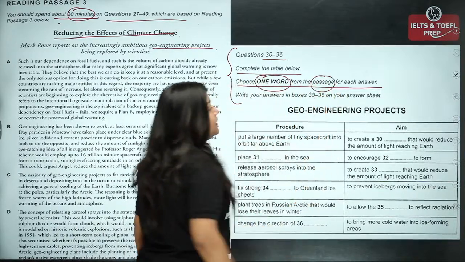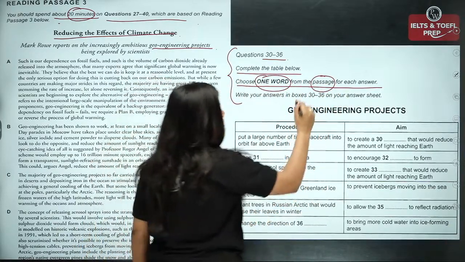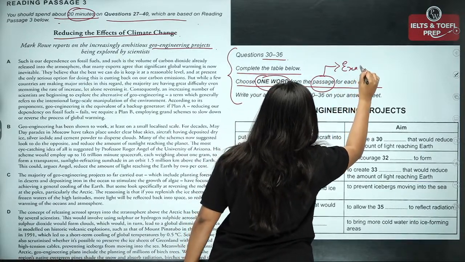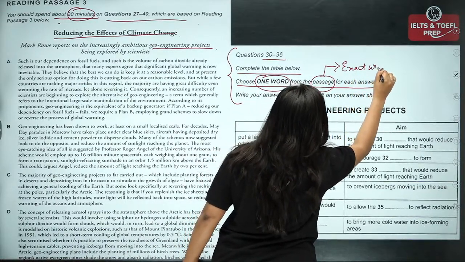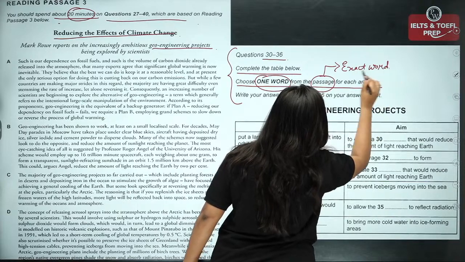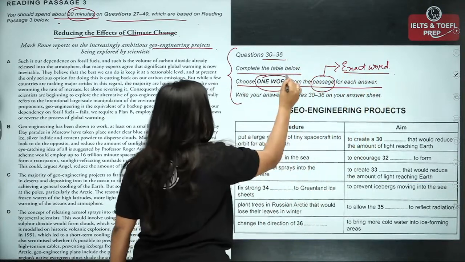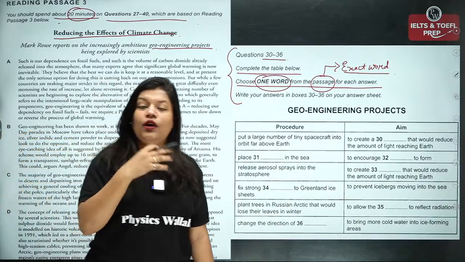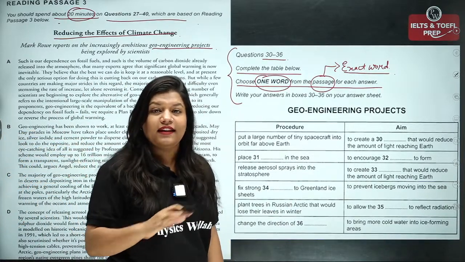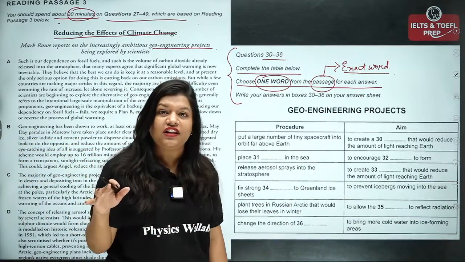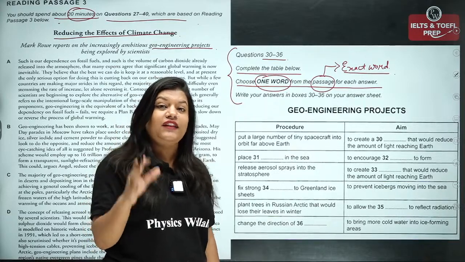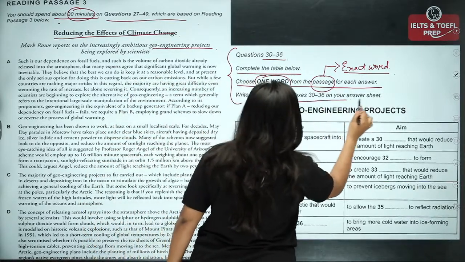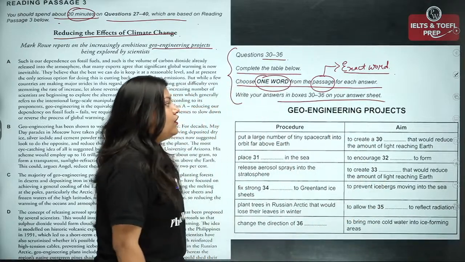It means these words are telling me that I need to take the exact word from the passage. Right? Also, I need to take only one word. No numbers, no elaboration of the word, nothing. No synonym, no change in the grammatical form. Everything has to be exactly taken from the passage, right? One word. Write your answers in the boxes 30 to 36 on your answer sheet.